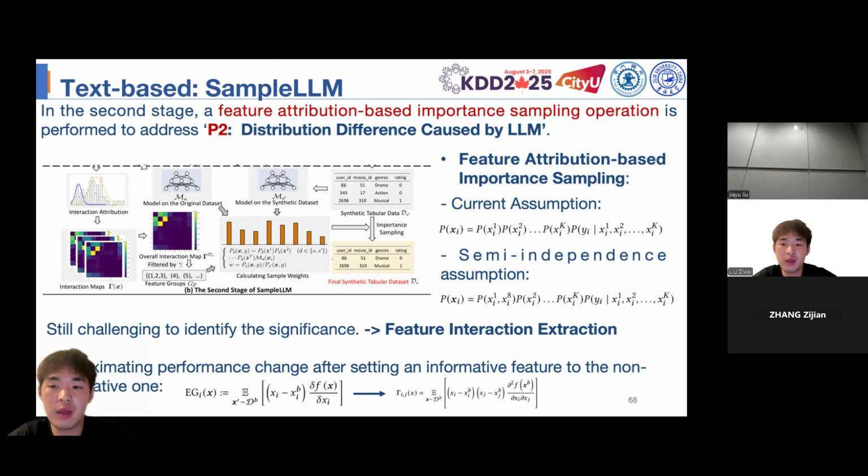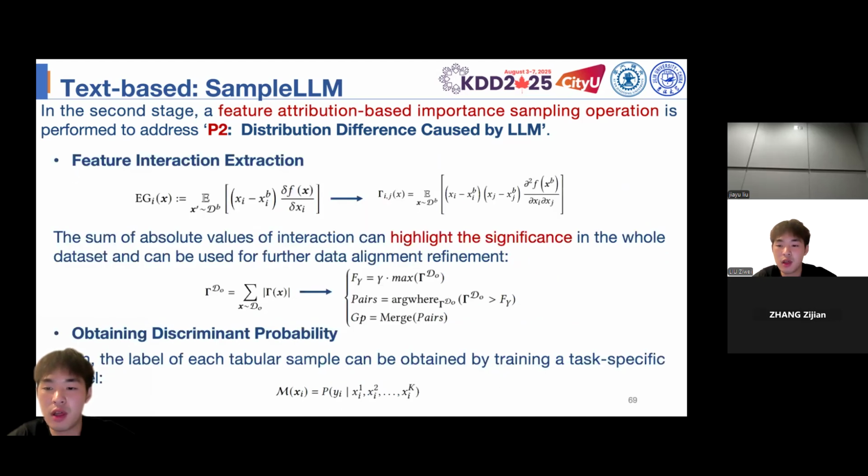Specifically, they quantify the importance of each feature to the output by calculating the model performance degradation after ablating this feature with the first-order Taylor expansion. And then they extend the first-order Taylor expansion to the second order to calculate the importance of feature i to the importance of feature j. So therefore, the sum of absolute values of interactions can highlight the significant feature interactions in the whole dataset and can be used for further refinement.